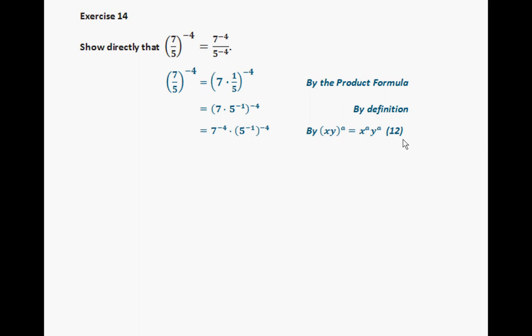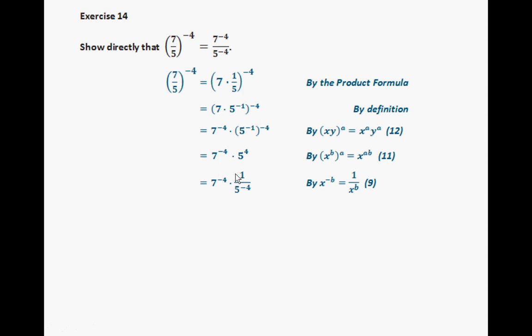Now we use our equation 12, taking a product and applying a power to it. So that is 7 to the negative 4th times 5 to the negative 1st raised to the negative 4th power. Then we do some simplifying: 7 to the negative 4th, and because we have negative 1 times negative 4, that becomes a positive 4.